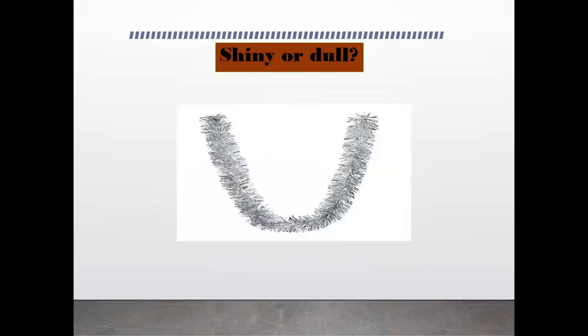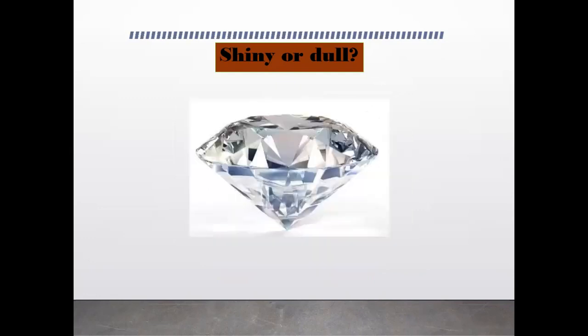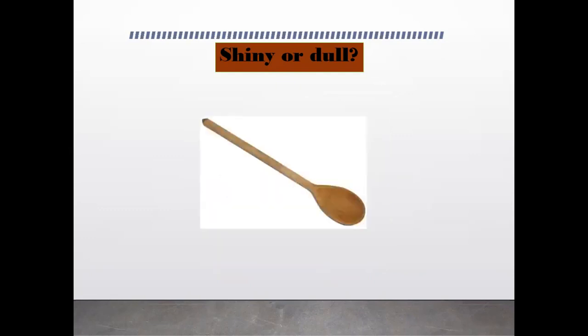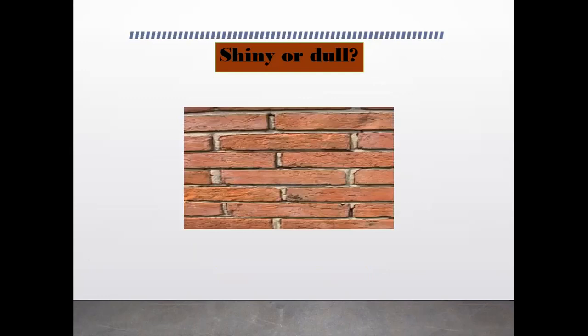Yes, this one, the decorations. Yes, it will be shiny, of course. This diamond, of course, it will be shiny. It's reflecting a lot of light. What about the wooden spoon? Can you see any light reflected from it? No, so it will be dull. Yes, the bricks. Can you see any light reflected from it? No, it will be dull.